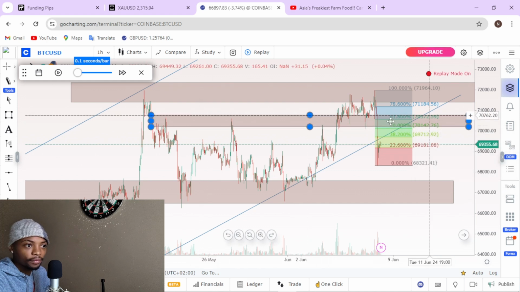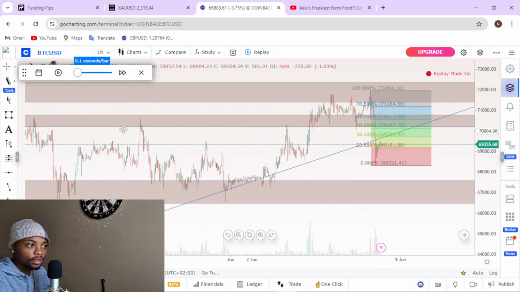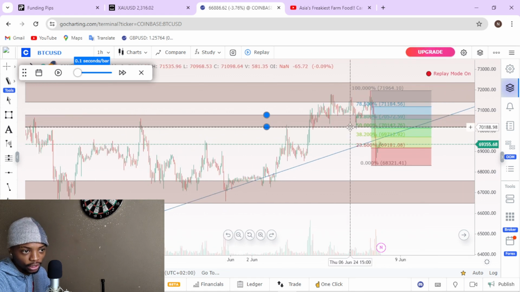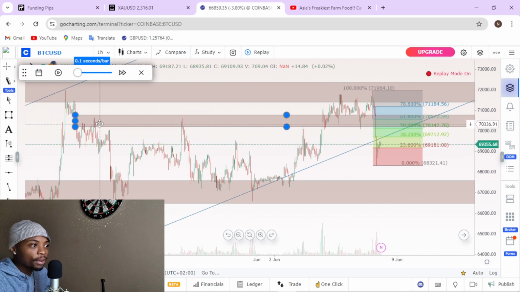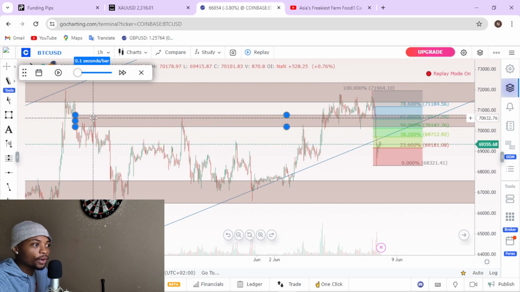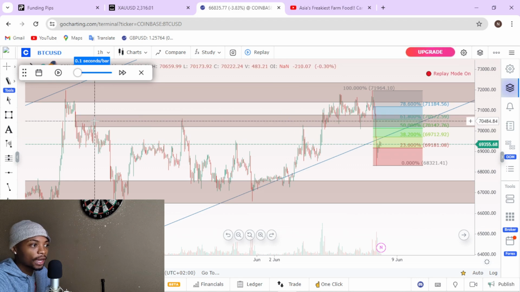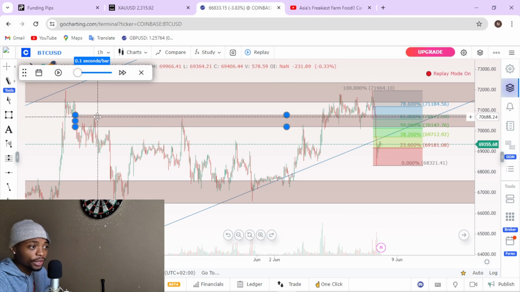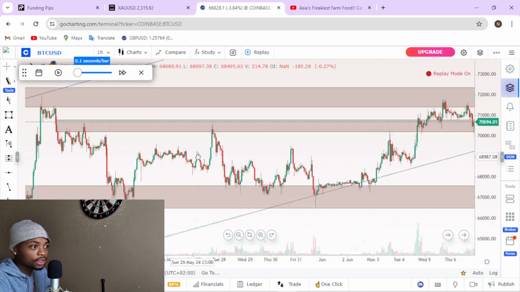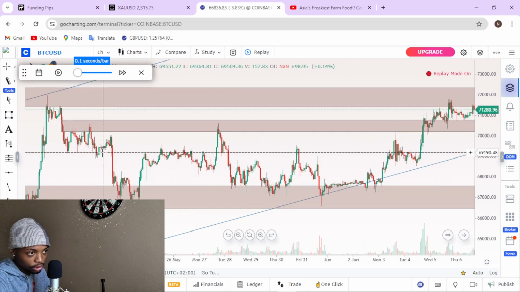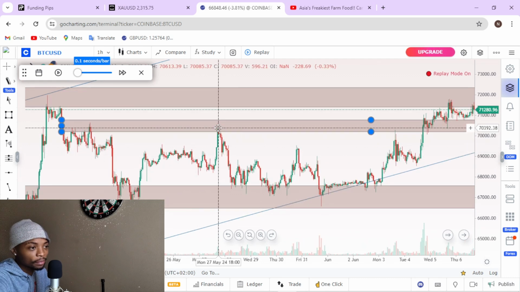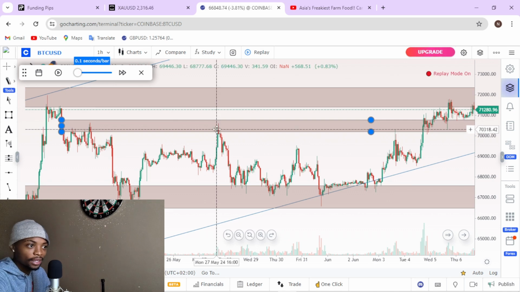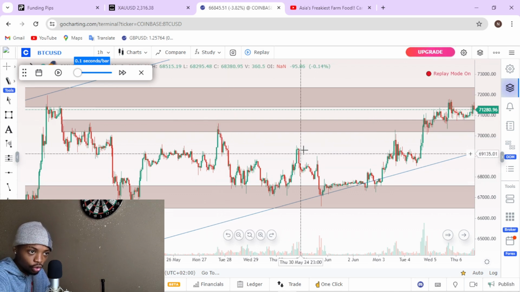This area right here is where most sellers entered the market, and I'm gonna show you why I say that, right? In past events, you can see when price got around to this area, it failed to break above, and it went and sold, right? Same thing happened here. When price got here, a lot of sellers entered the market and overpowered the buyers, and price sold.